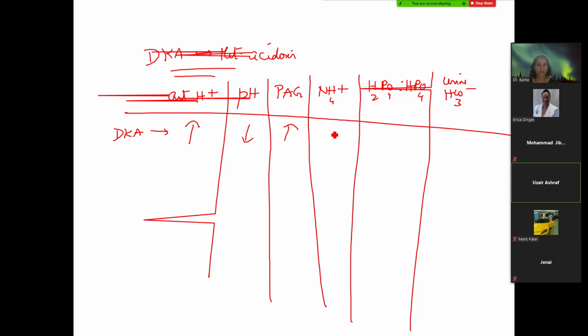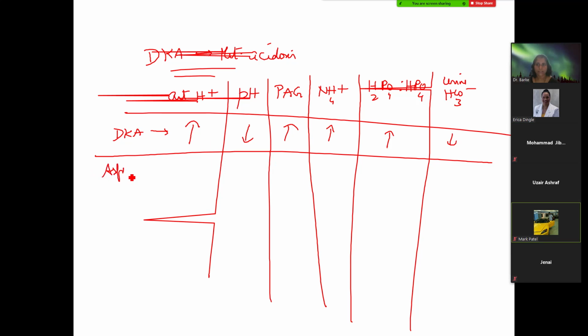Ammonium formation increases. Dihydrogen phosphate ratio increases. It's acidosis, so you're trying to conserve bicarbonate. So what will happen to urinary bicarbonate? It decreases.